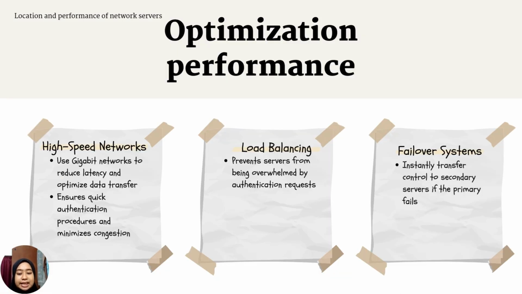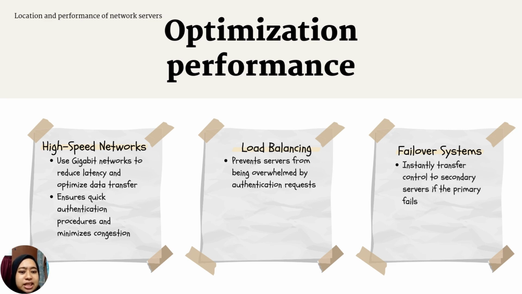Optimization performance, high-speed networks. Use gigabit networks to reduce latency and optimize data transfer. It will also ensure quick authentication procedures and minimize congestion. Next, load balancing. It prevents servers from being overwhelmed by authentication requests.